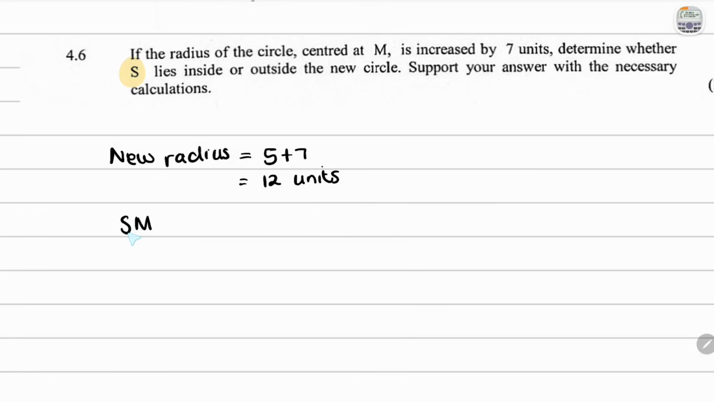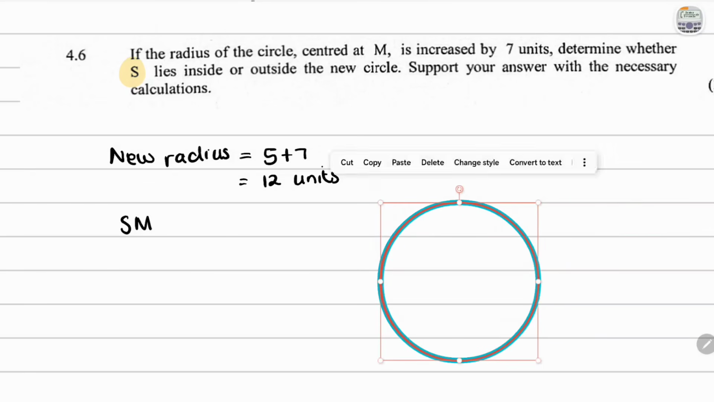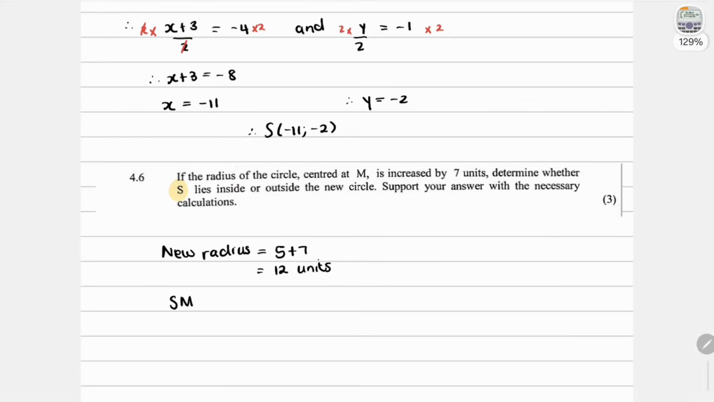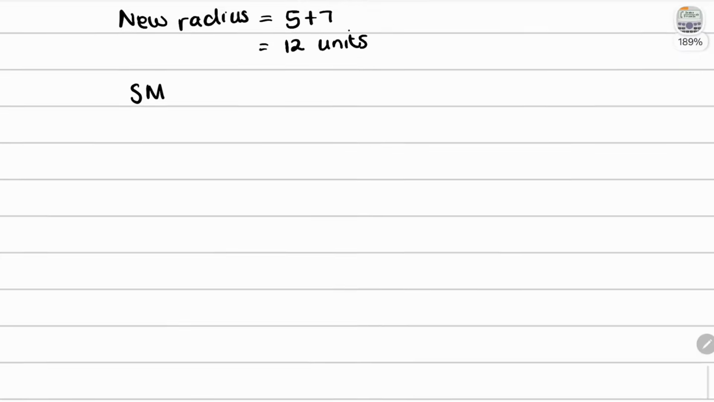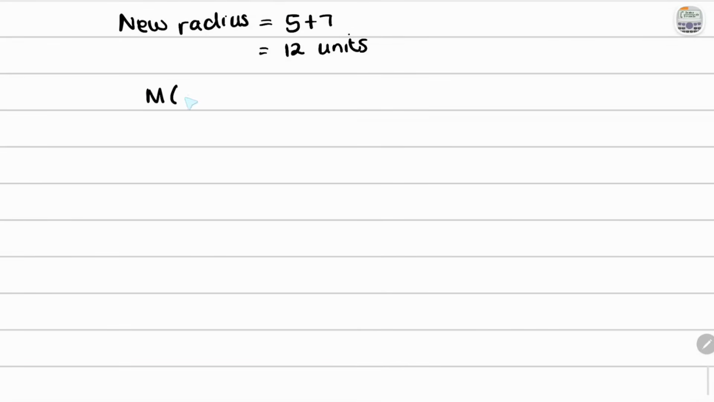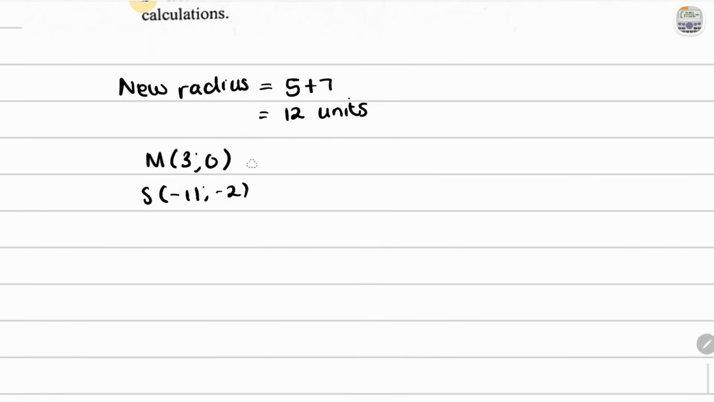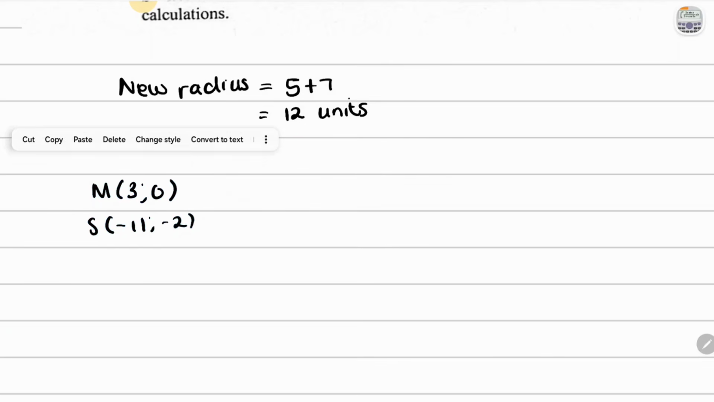Find the distance from the center to S. Because S does not change. The only thing that changes is that circle. It just gets bigger. If it looked like this before, because the radius increases, it just becomes bigger. So S is this point, (-11, -2). So let's find that. We already know what M is. It is (3, 0). S is (-11, -2). Let's find the distance of this line.